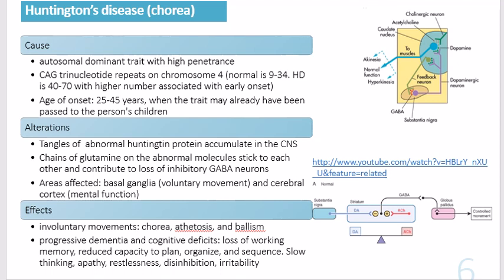Now, the third condition that we will speak of is called Huntington's disease, which is also called Huntington's chorea. And it is an autosomal dominant trait with high penetrance. Remember that autosomal dominant is one of the several ways that a trait or disorder can be passed down through families. So if a disease is considered autosomal dominant, it means that you only need to get the abnormal gene from one parent in order for you to end up inheriting the disease.